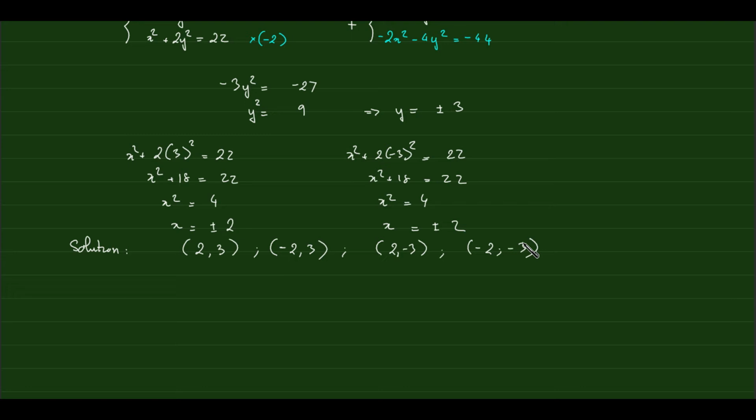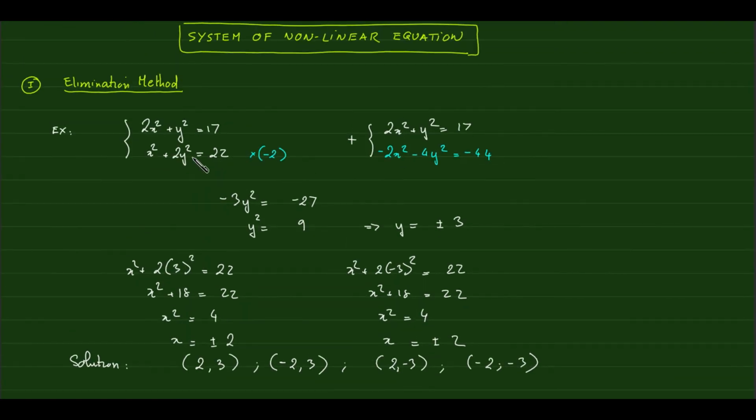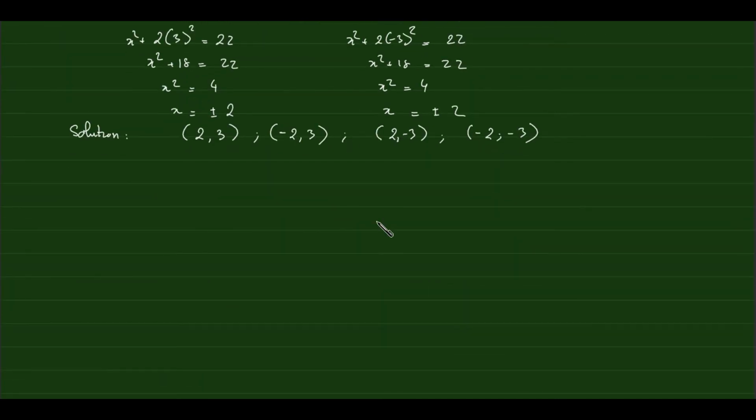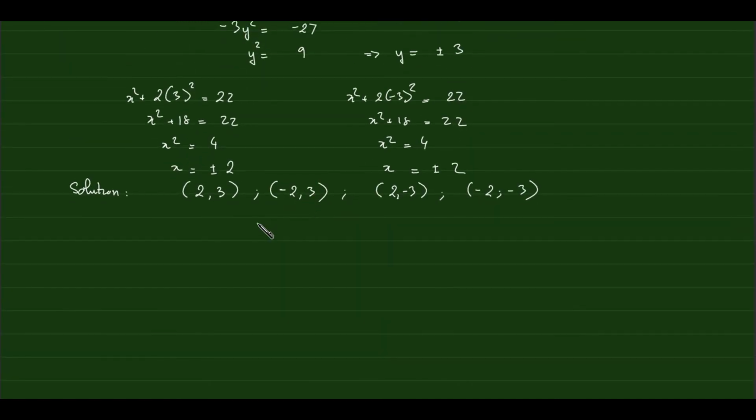It means that these two curves right here are intersecting at 4 different positions. Remember when you do a system of linear equations, when you have two lines cutting each other, we have only 1 point as the solution. But that's the difference between a non-linear system and a linear system: the solution could be more than 1.